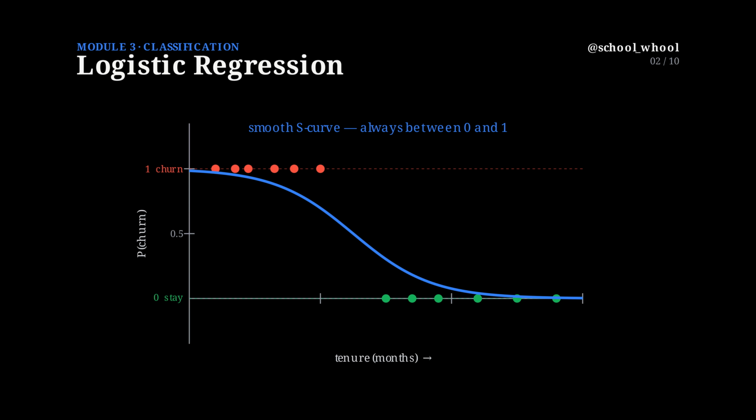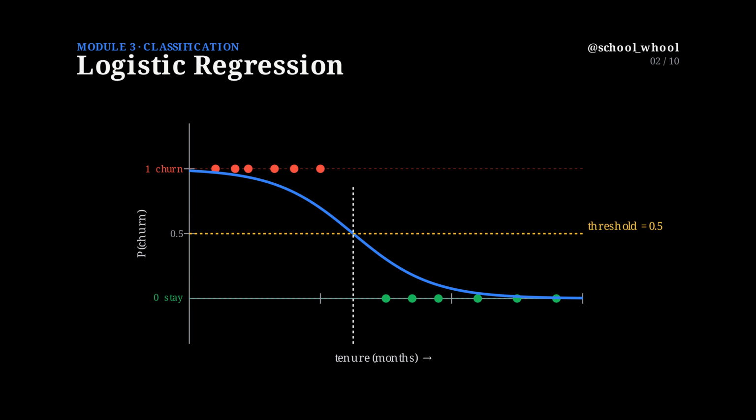To turn that probability into a decision, we draw a line at 1/2. Above it, we predict churn. Below it, stay. The tenure where the curve crosses 1/2 is the boundary between the two calls.